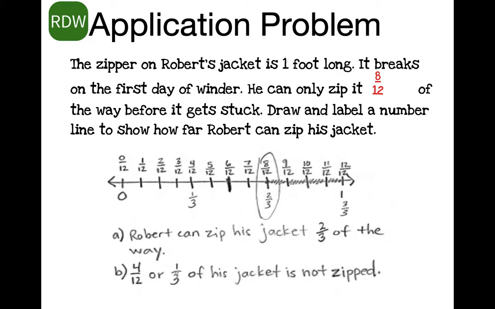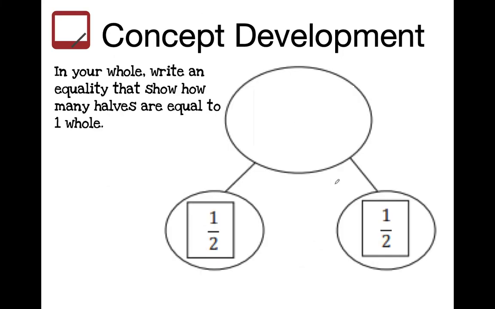And then they answered it with full complete sentences. So part A was Robert can zip his jacket 2 thirds of the way. And then for part B, we answered it as 4/12 or 1 third of his jacket is not zipped. So we wanted to see what was left over right here. Okay, we're going to move on.